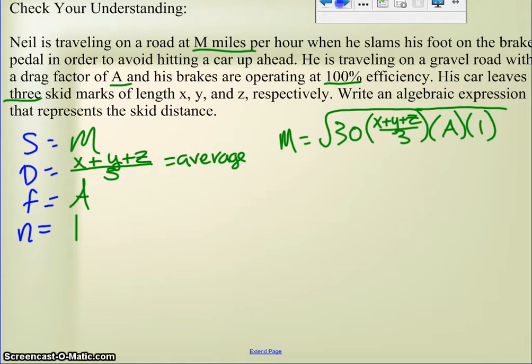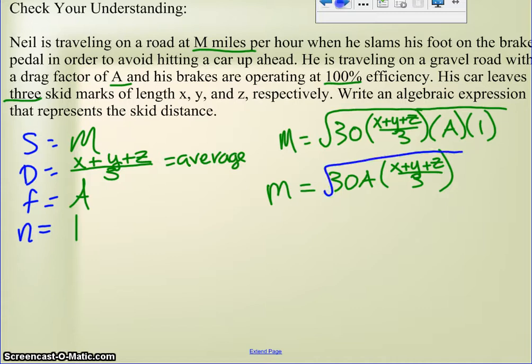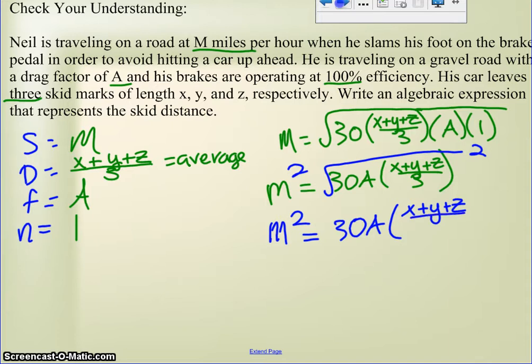The next thing I have here is m equals, and we've just got 30a times x plus y plus z divided by 3. Then it was the square root of it. So remember, the quickest way to get rid of the square root is to square it. So now I have m squared equals 30a times x plus y plus z, all divided by 3.